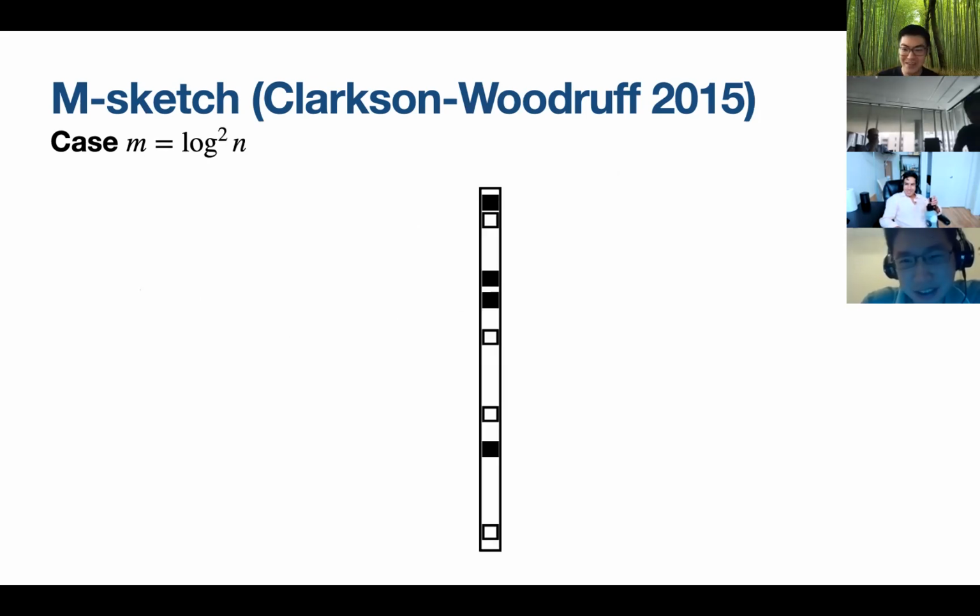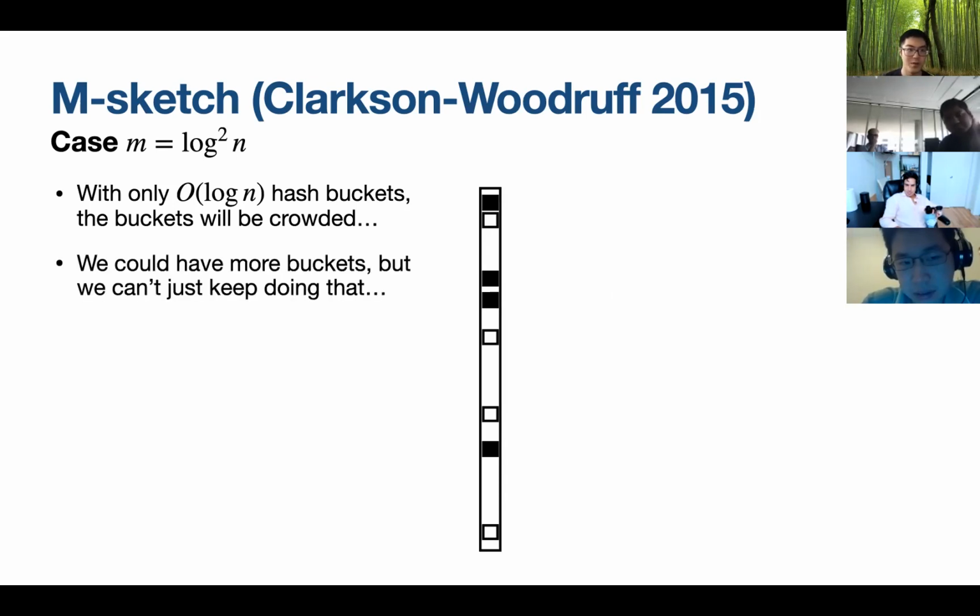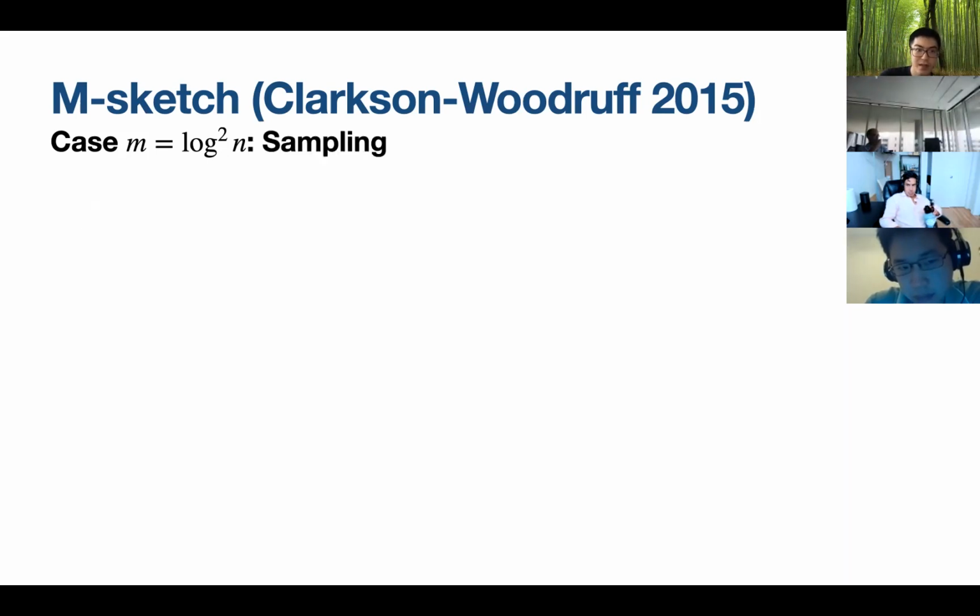So great point. So what if m is log squared n? If we do the previous approach with only log n hash buckets, then the problem is, of course, that the buckets are going to be crowded. So we're going to have lots of items in every bucket. So how do we avoid this case? We could just have more buckets, but that's nothing different than the first case. So what are we going to do here? What we're going to do is sampling. Sampling is going to essentially allow us to take a slightly denser vector and reduce it down to a sparser vector, and then we'll be able to do what we did before. It won't be one, but a small number of.